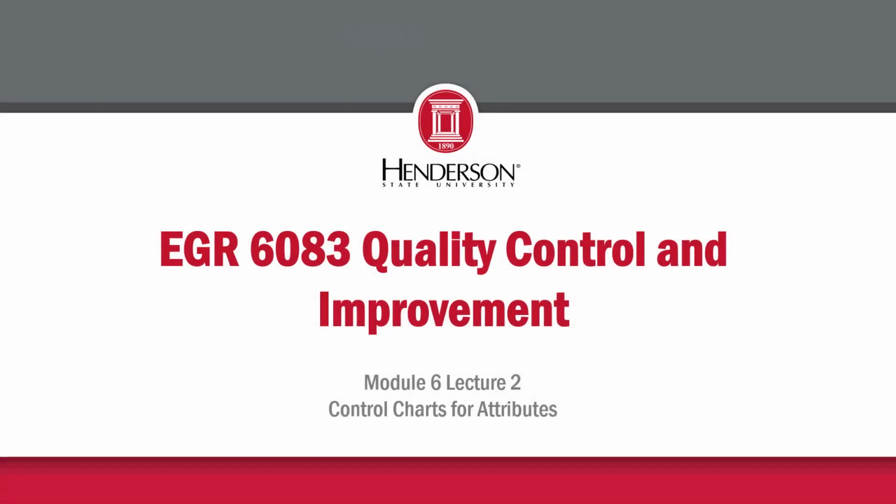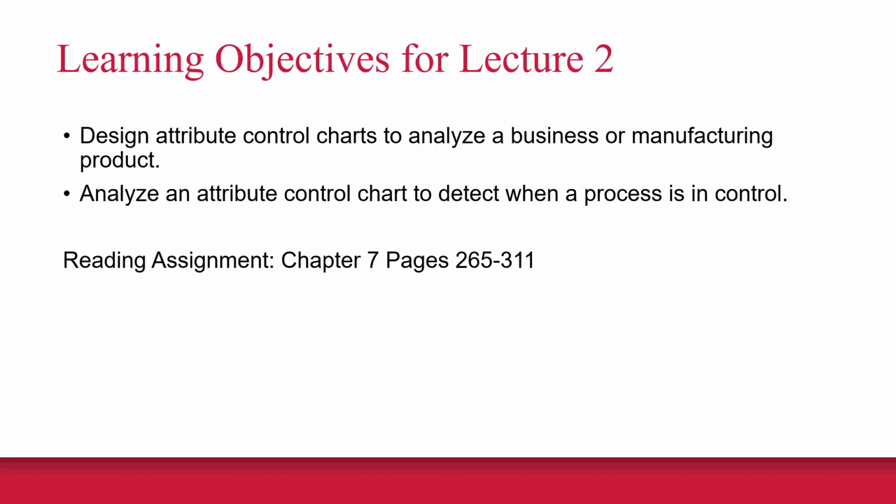Quality Control and Improvement, Module 6, Lecture 2, Control Charts for Attributes. Learning objectives for Lecture 2 are to design attribute control charts to analyze a business or manufacturing product, and analyze an attribute control chart to assess when a process is in control.